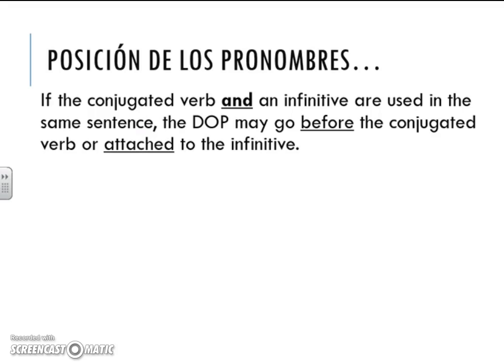So where was I? Oh yeah, if you have a sentence that has a conjugated verb and an infinitive, you have choices. You can always put the direct object pronoun before the conjugated verb, or if you don't want to do that, you can attach it to the infinitive. So let's look at a couple examples.